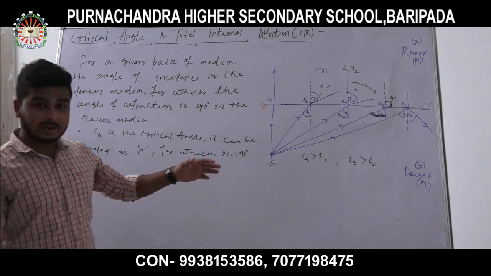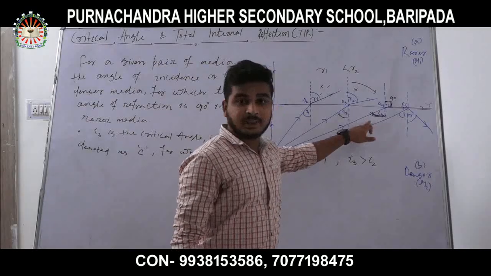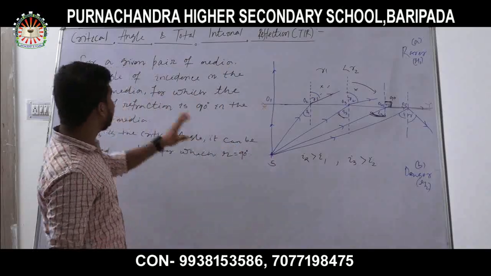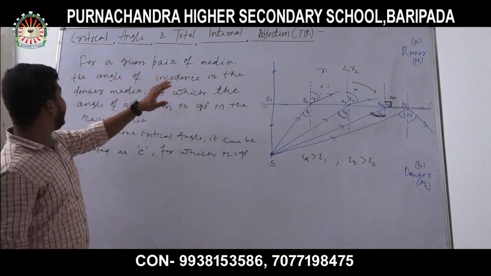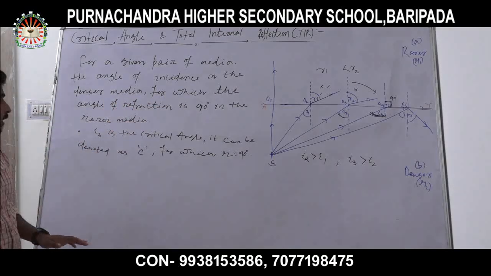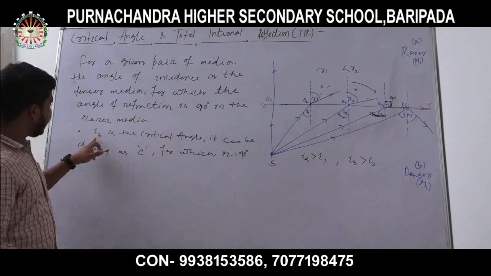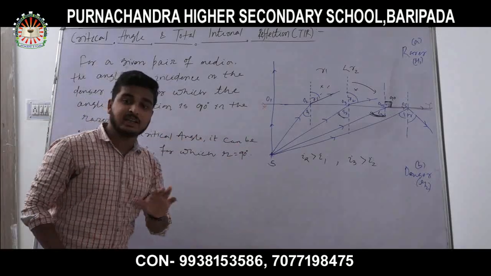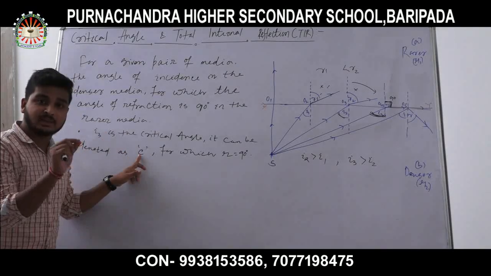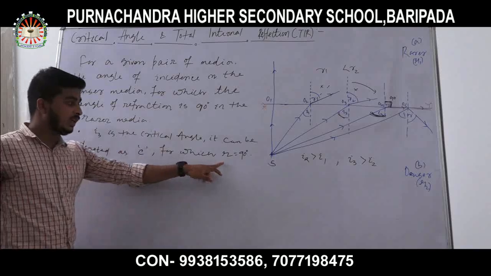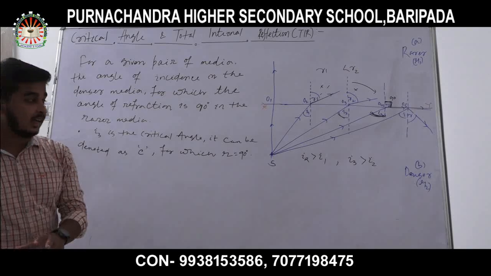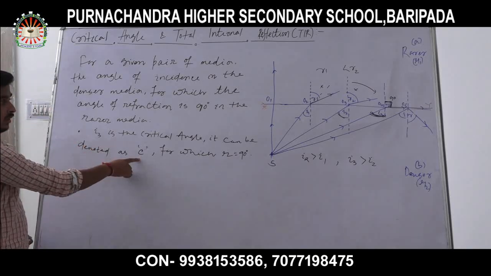So what have we discussed? For the angle of incidence I3, the angle of refraction R becomes 90 degrees. So look at the definition. For a given pair of media, the angle of incidence in the denser media, for which the angle of refraction is 90 degrees in the rarer media. So here I3 is known as the critical angle and can be denoted as the symbol C. I3 can be denoted as C, for which the angle of refraction R becomes 90 degrees. This is the condition for critical angle.